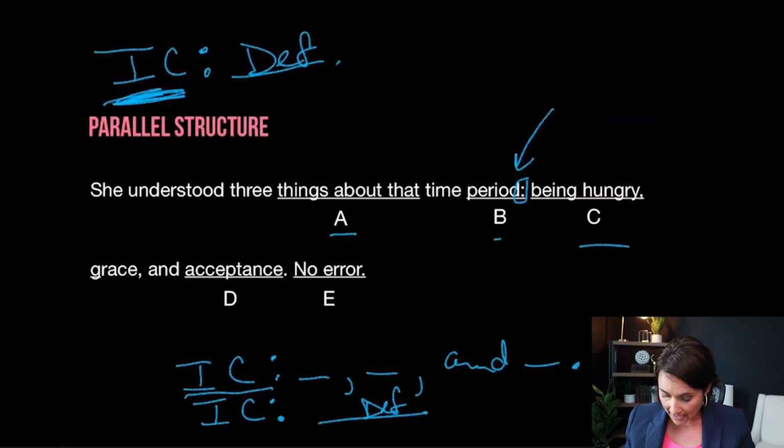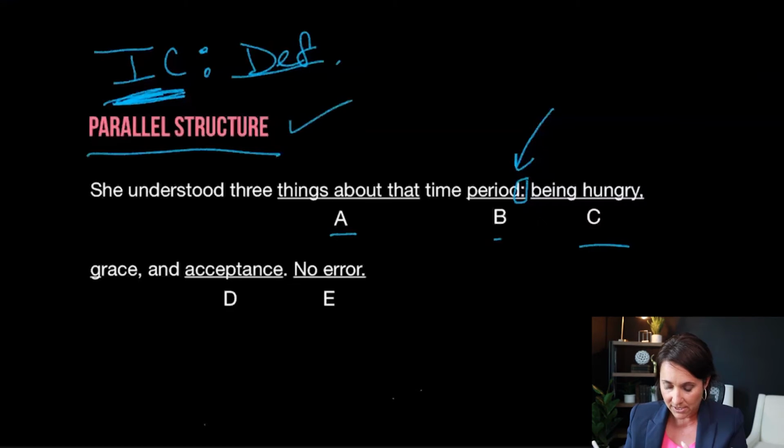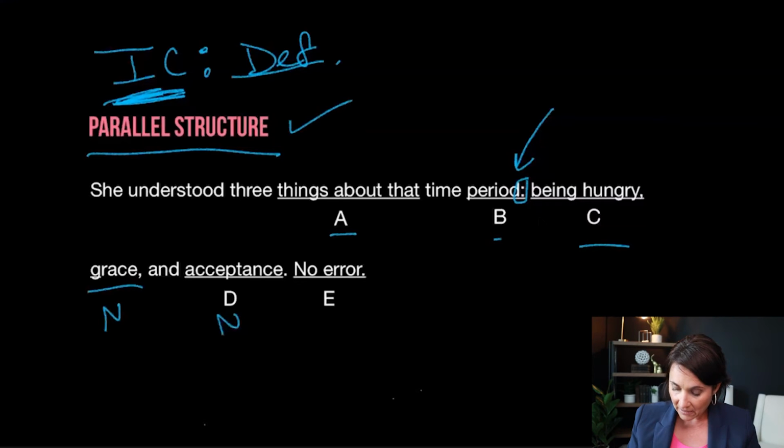So, okay, let's go in here. So we have a colon and now that's good. We're good there with the colon. All right, now we're looking at the list. And again, we're talking about parallel structure here, but I just wanted to get that colon exercise in there. And so we have being hungry, grace and acceptance. Well, grace is a noun, acceptance is a noun, but up here over at C, I have being hungry. All right, I have a verb here and an adjective here. I am hungry. Okay, so that's a problem because it's not parallel.